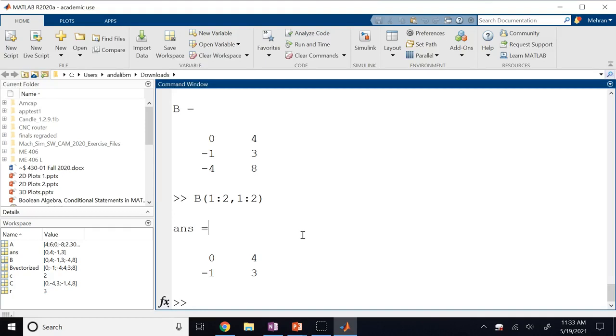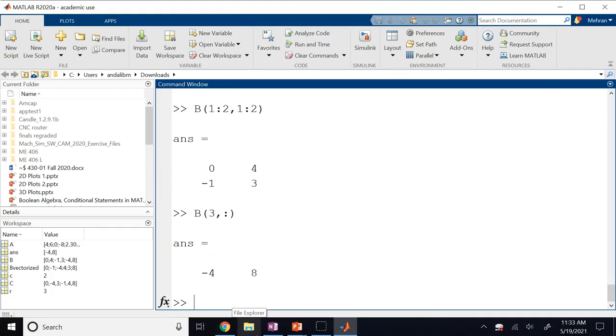Now, I want to eliminate something. I want to eliminate the third row in this matrix and still keep the rest of it, just eliminate the third row. How can I do that? Well, first of all, how can I access the third row? I should say B of row 3 and all columns, correct? This guy. I want to eliminate this. So how do I do that? I set it equal to empty brackets.